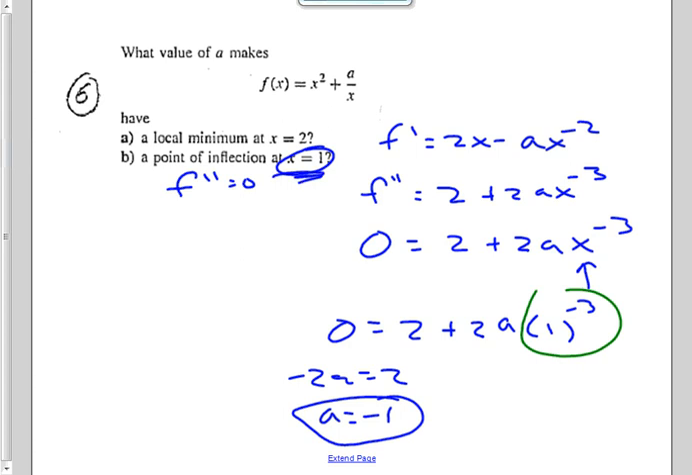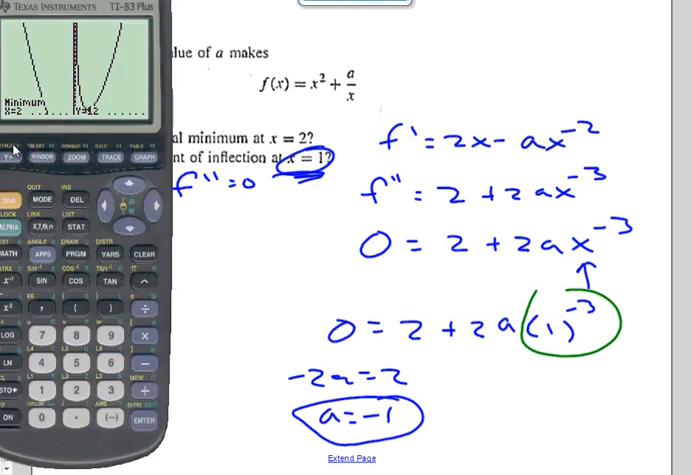And let's confirm again that this is true, just to be most prudent in our work. So if we switch that a value from 16 to negative 1 and graph it, we're saying we have a point of inflection at x equals 1, and it's pretty clear we're concave down until x equals 1, and then from there on we're concave up.